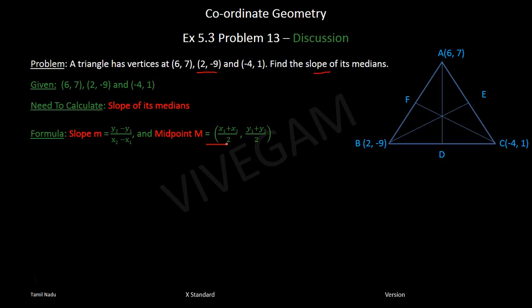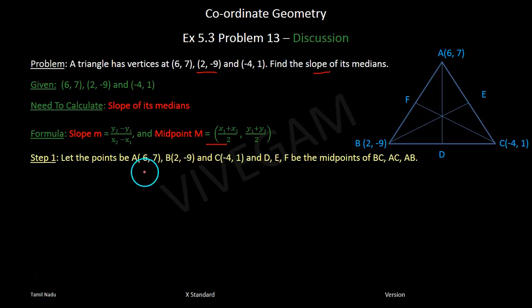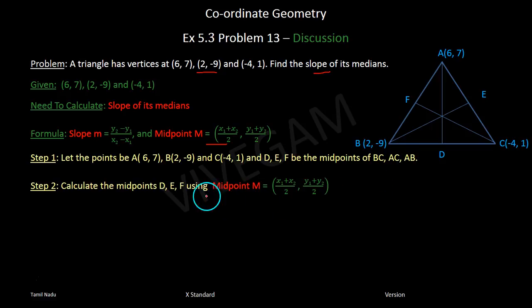Okay. So what will be the steps? Let the points be A, B, C and D, E, F be the midpoints of sides BC, AC and AB respectively. Right. So next step, calculate the midpoints D, E, F using the midpoint formula. Using these 2 points, calculate midpoint D. Using these 2 points, calculate the midpoint E. Using these 2 points, calculate the midpoint F.